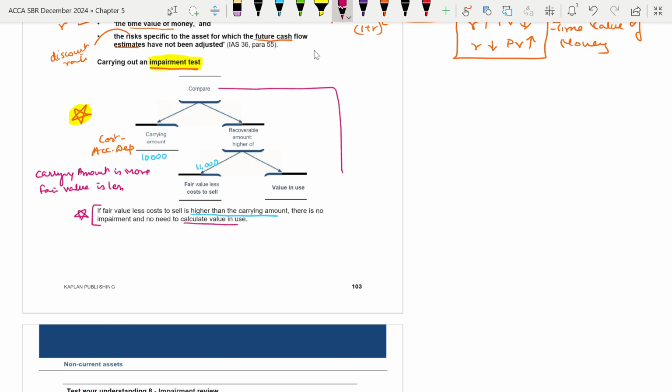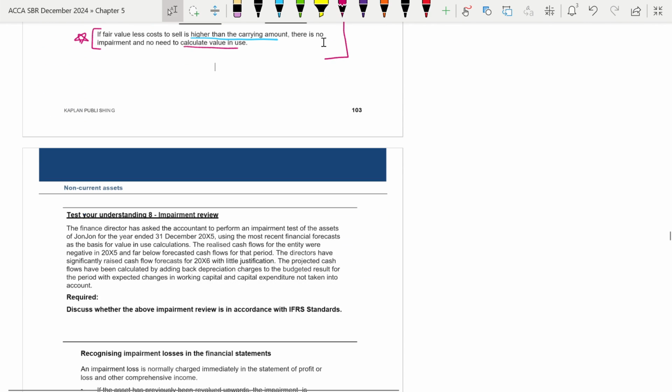Are you clear about this? Yes. Fine. Now, it says: discuss whether the above impairment review is in accordance with the IFRS standards. Technically, this is the approach we have to adopt: for every sentence, you have to write one explanation. When they say discuss, there is no structured answer. These exams are done globally, so when you are writing, you have to be very focused. Our understanding, our language and the concept have to be very clear.